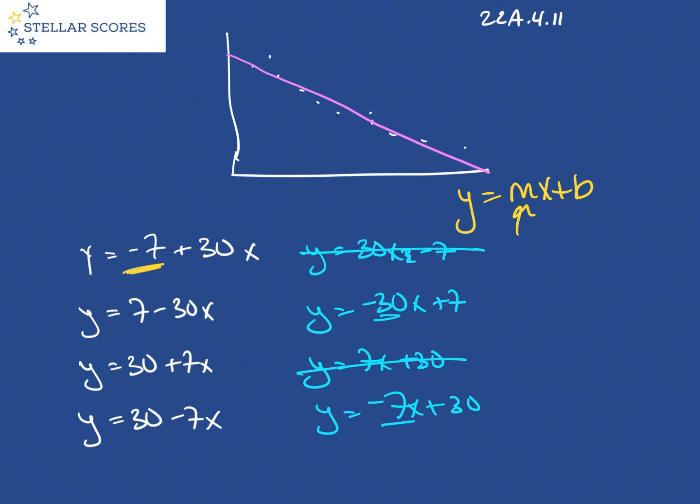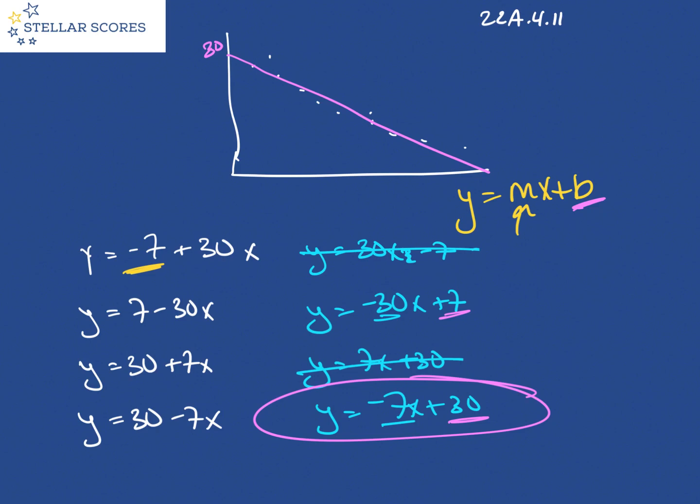Now we can look at the second point here and look at our b, and looking at the graph, it crosses around 30, something like that, something up there. So our choices are 7 or 30. We know it doesn't cross at 7, it crosses closer to 30. So choice D is the right answer here.